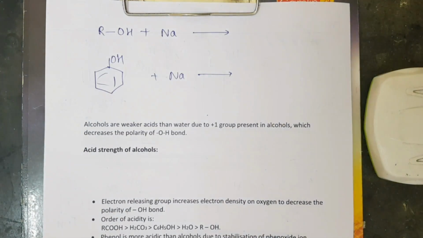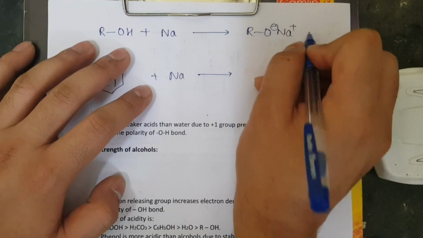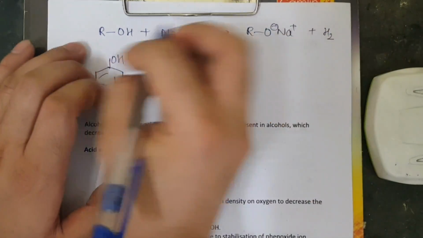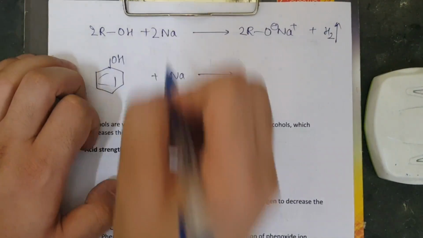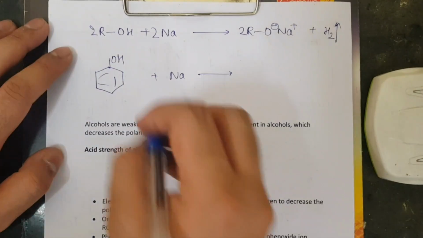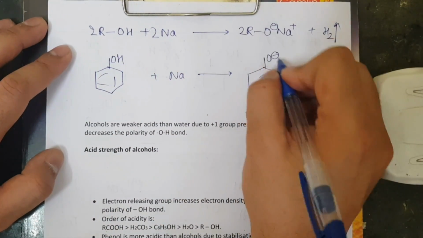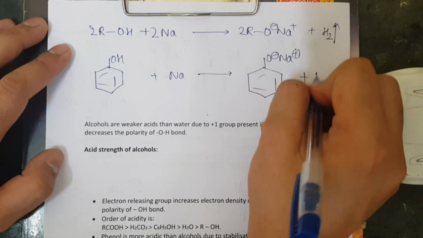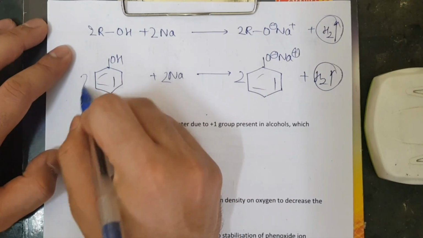So what will I get? I would get the formation of RO minus Na plus and H2. So hydrogen gas is released in this particular case. So this should be known to you. A very important point: whenever alcohols or phenols react with sodium metal, they give the formation of a salt along with the release of hydrogen gas, as clearly mentioned in the mechanism.